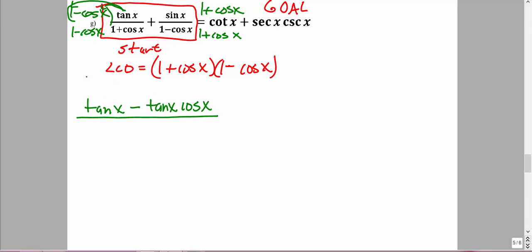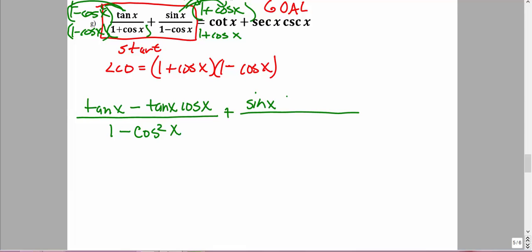All over that common denominator, and let's multiply these together by using FOIL. Those are conjugates, so it's going to end up being first times the first minus last times the last, which would be minus cosine squared x. On top of the second fraction, we're going to also do distribution. So sine x times 1 would be sine x. Sine x times cosine x, that would be plus sine x cosine x. And on the bottom we end up with the same denominator, 1 minus cosine squared x when we FOIL.